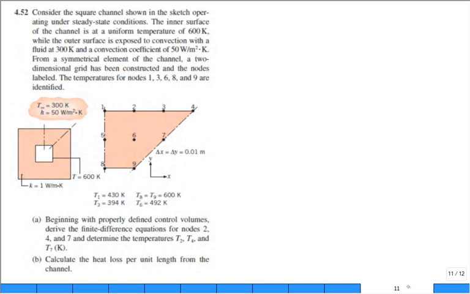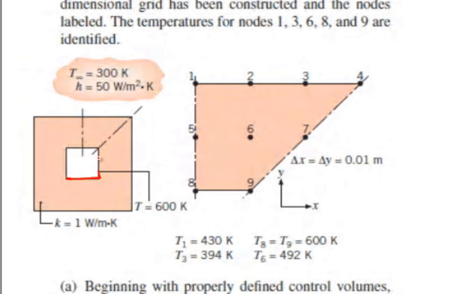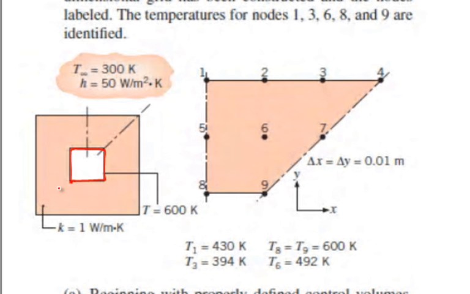Let's solve a problem. Consider the square channel shown in the sketch operating under steady state conditions. Everywhere on the interior, it's 600 Kelvin. Everywhere on the exterior, it's exposed to a convective fluid at T infinity of 300 Kelvin and a convection coefficient of 50 watts per meter squared Kelvin. See that? Okay.